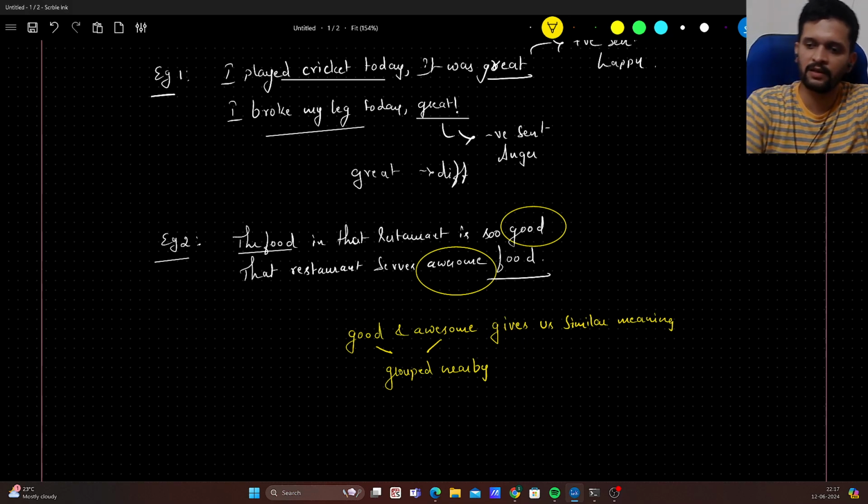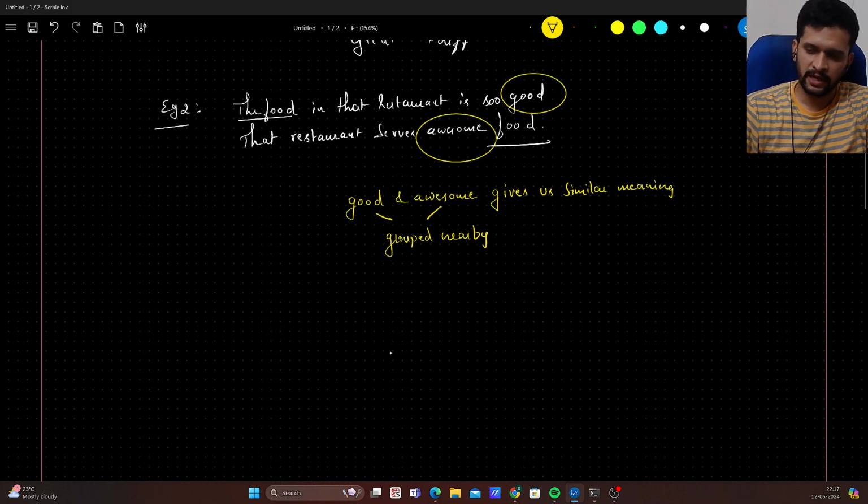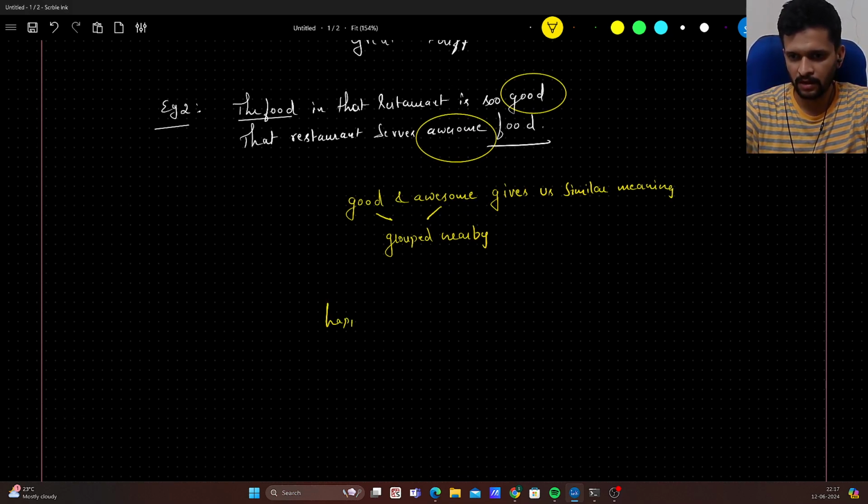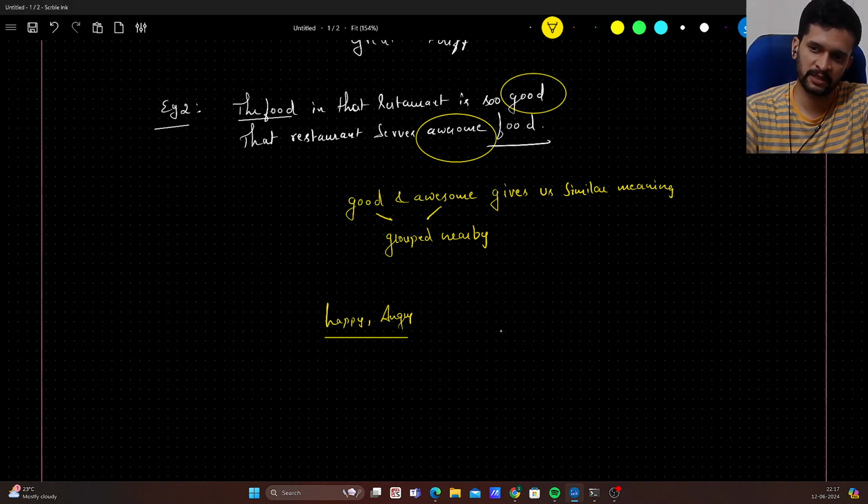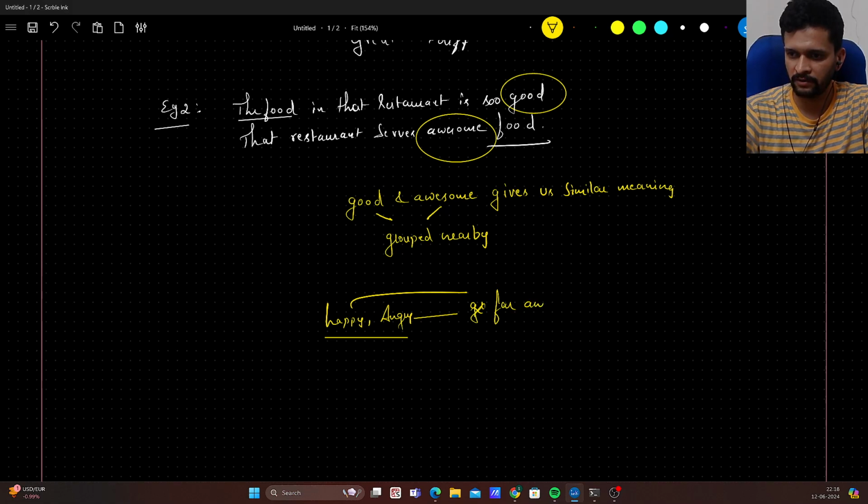Some other words like happy, I'm so happy, I'm so angry. So these two represent completely opposite sentiments, right? So these two words should be grouped apart. They should not be grouped together. They should be far away, right?